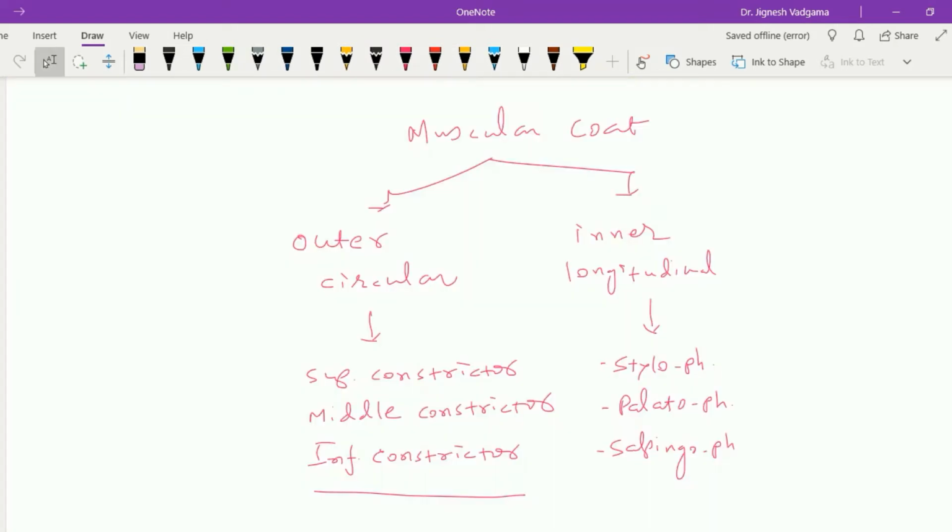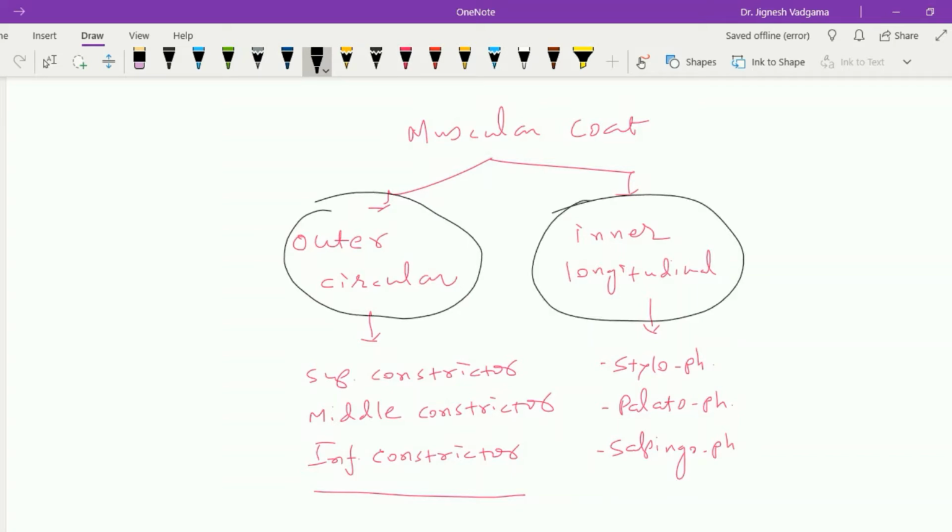Now when we see the muscle coat of the pharynx, it has an outer circular layer and an inner longitudinal muscle layer. The outer circular layer consists of three constrictor muscles, that is the superior constrictor, middle constrictor, and inferior constrictor. The inner longitudinal muscle layer includes the stylopharyngeus muscle, palatopharyngeus muscle, and salpingopharyngeus muscle, which arise from the styloid process, soft palate, and auditory tube respectively, and go to the pharynx.